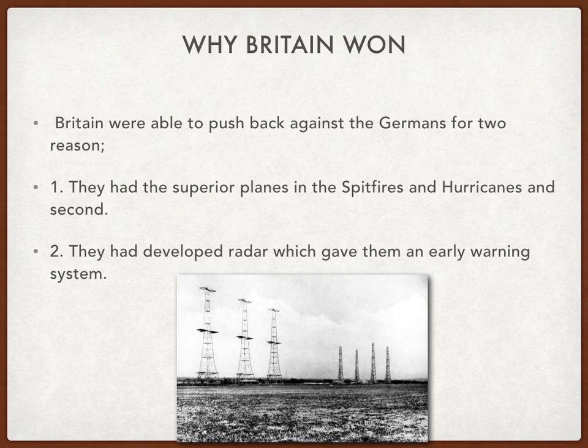So Britain were able to push back against the Germans for two big reasons. As we said, they had the superior planes in the Spitfires and the Hurricanes. And the second important thing that helped them win the battle was that they had developed radar, which gave them an early warning system to German attacks.